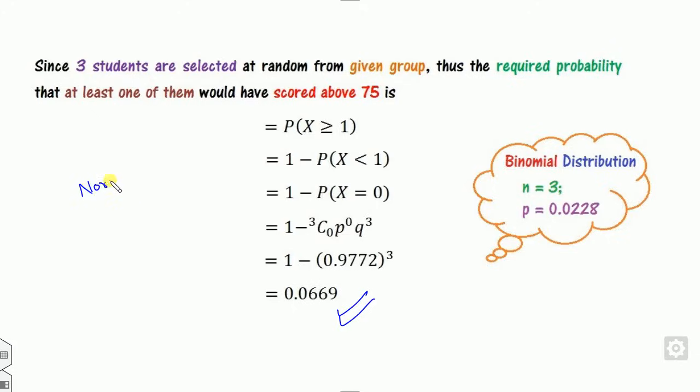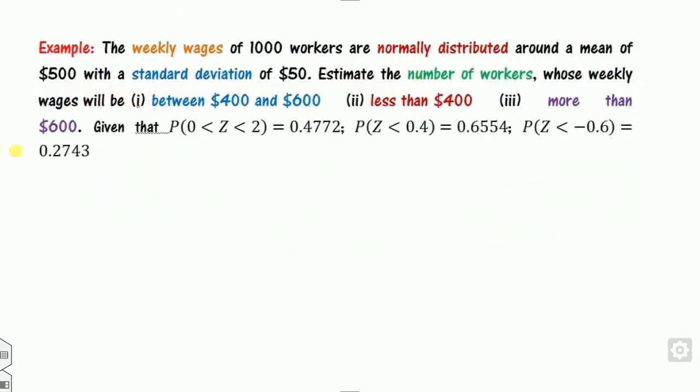So look at that. This question is normal plus binomial. Firstly you have to find the probability using the normal distribution related to the marks. And finally you have to calculate the probability of the students. And students are discrete, so it's a binomial distribution. Look at one more example.